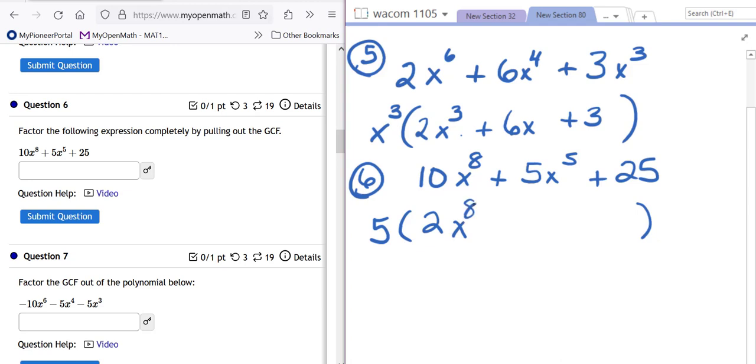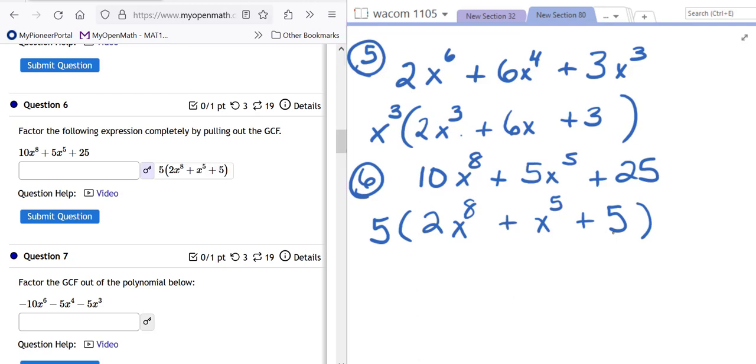And so we have 5, we want 10, so we're missing a factor of 2. We need 8 x's. Right, the next one, we have the 5. But we're going to need the x to the 5th. And last one, you have 5, you want 25. So divide, you need a 5. And you would distribute back for your check. Okay, so only a number went out that time.